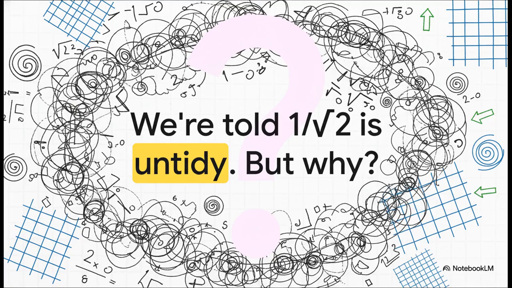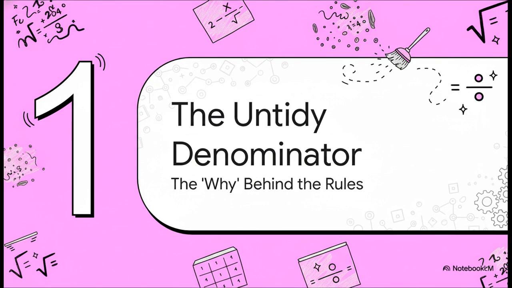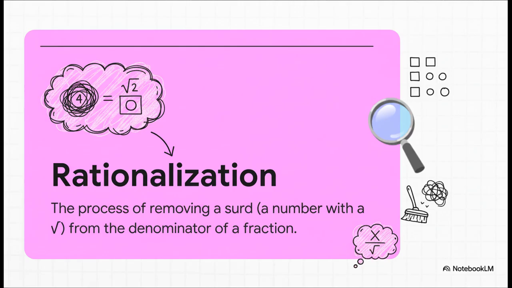We're all told in math class that a fraction like 1 over the square root of 2 is somehow untidy or not simplified. But why? What's actually wrong with having a square root chilling on the bottom of a fraction? Turns out, there's a good reason. So yeah, let's talk about this untidy denominator. We're going to unpack the why behind this whole rule and see what makes these fractions so messy to begin with. And the official name for this cleanup job is right here, rationalization.